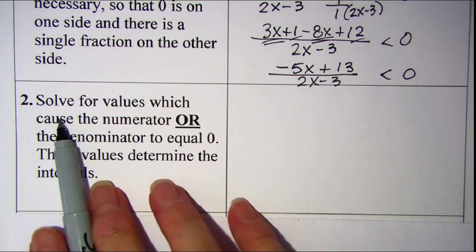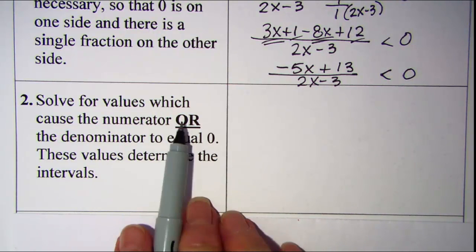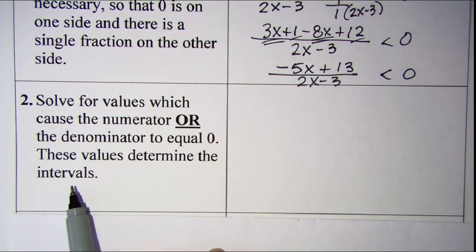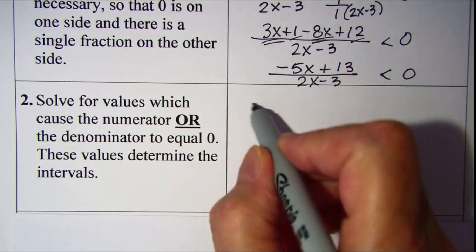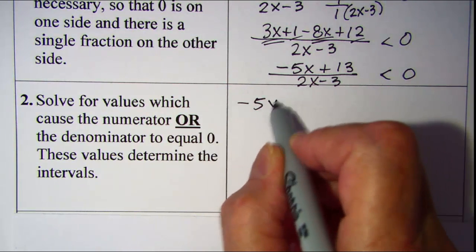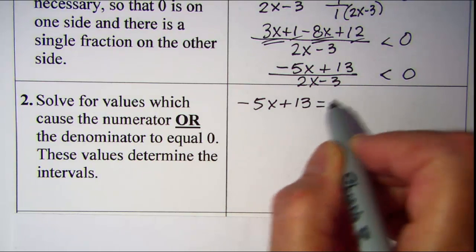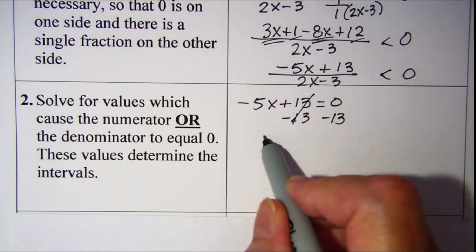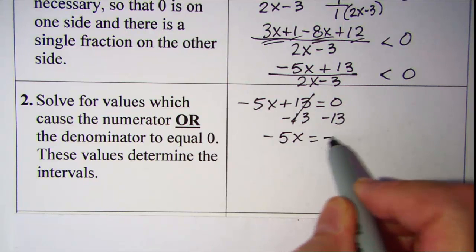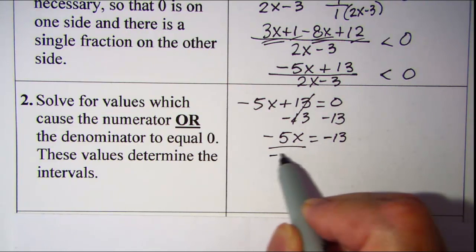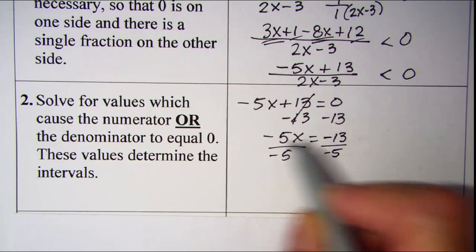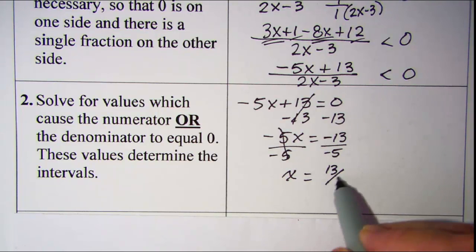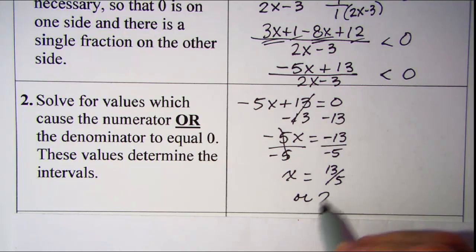Our next step is to solve for values which cause the numerator or the denominator to equal 0. These values determine the intervals. So I first need my numerator, negative 5x plus 13 equals 0. Subtract 13 from both sides. These will cancel, and I have negative 5x equals negative 13. Divide both sides by negative 5. These will cancel, and x is equal to a positive 13/5, which is 2 3/5.